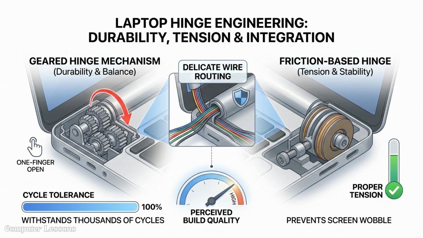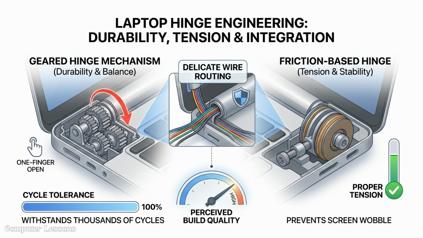The hinge mechanism is a critical structural element that must withstand thousands of cycles while housing delicate display and antenna wires. Engineers use friction-based designs or geared hinges to allow for one-finger opening while preventing screen wobble.